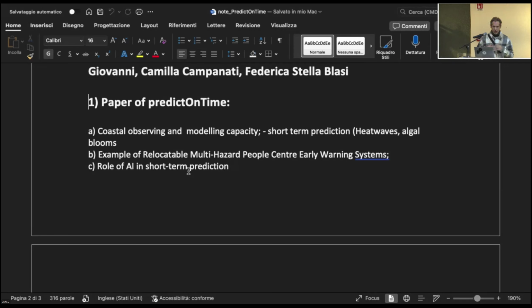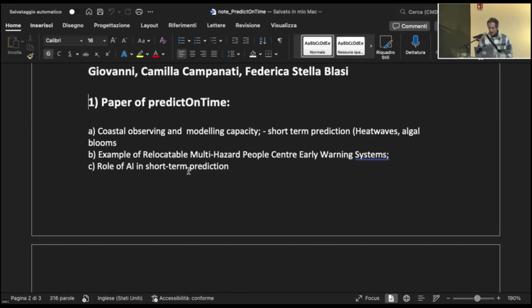And for this reason, improving our observational system along the coast is really a crucial step from any point of view. The necessity of also considering the coastal hazard in a multi-hazard approach, because the coasts are at the interface between different systems. So we have hazard coming from the land, hazard coming from the sea.